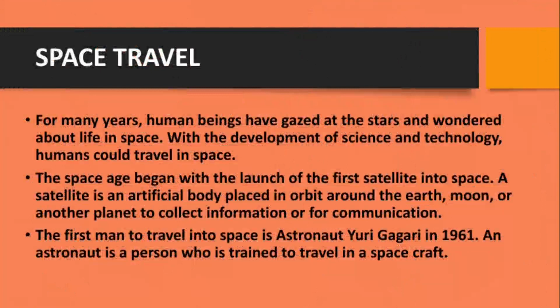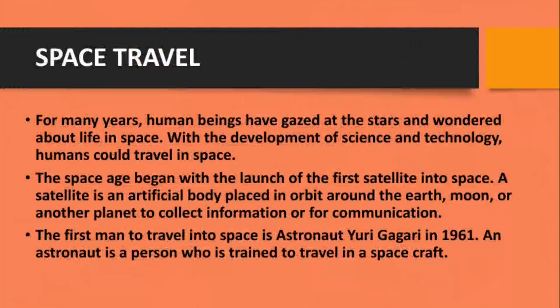Space travel. Of course, for many years, human beings have gazed at the skies and wondered about life in space. With the development of science and technology, humans could travel into space. Of course, you know we have 9 planets: Mercury, Venus, Earth, Mars, Jupiter, Saturn, Uranus, Neptune, and Pluto. These are bodies in space.